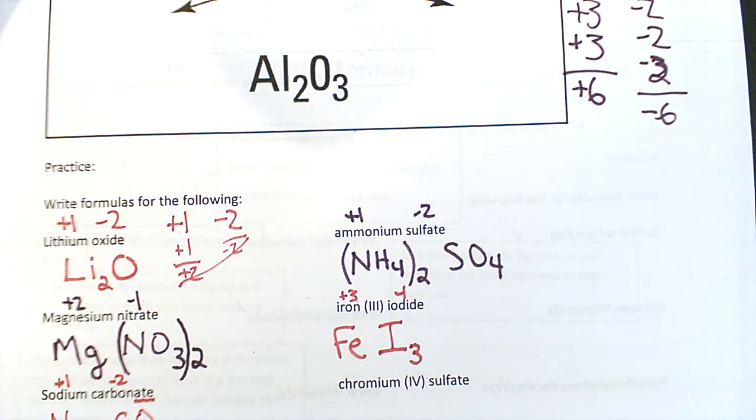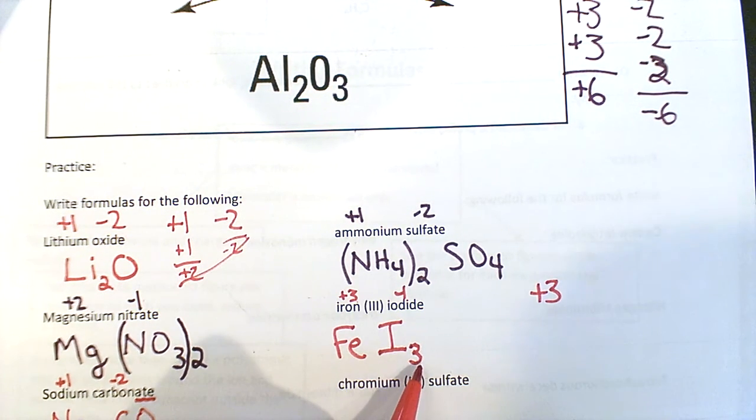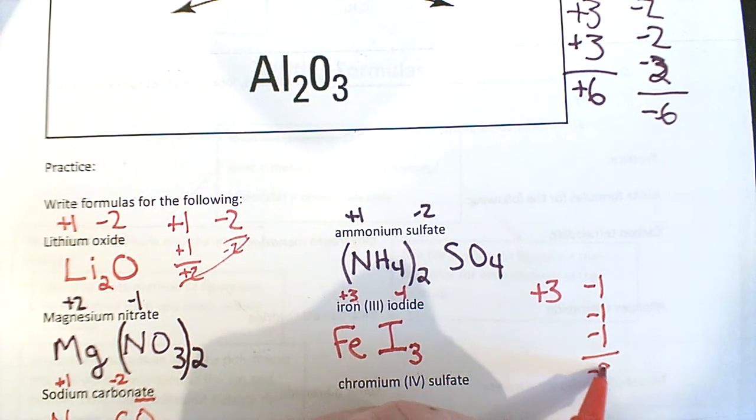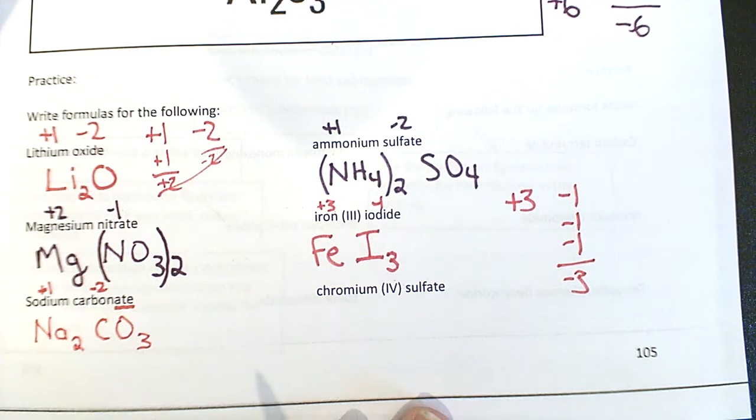So again, let's kind of check in on our charges here. Okay, so if the iron is +3, and iodine is -1, I'm saying I need 3 of them. -1, -1, -1. That's perfect. +3 and -3 cancels out. Okay, so we're doing something right.